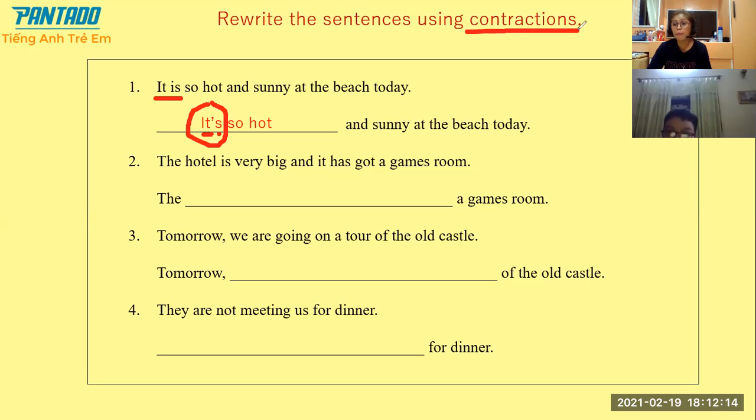Do you understand? You understand, teacher? Yes. Okay, so "it is" becomes "it's". You make it shorter, contraction. You understand? Yes. Okay, very good. Next, number 2. You answer 2, 3, and 4.